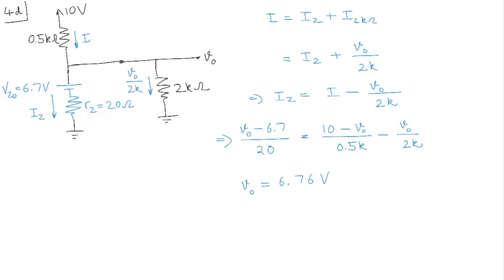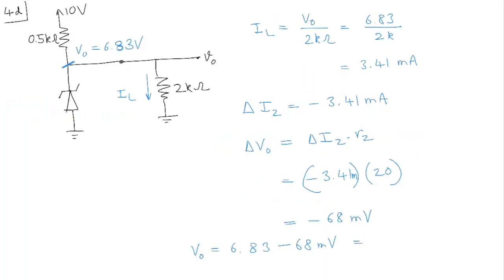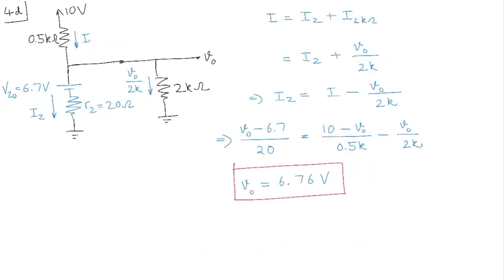Now let's compare this voltage with the voltage that we got from the approximate method. Here we have got 6.76 volts. And let's go back to this slide where we used the approximate method. Oh, we have not really calculated the value here, isn't it? So what is that value going to be? 6.83 minus 68 millivolts is 6.76 volts.